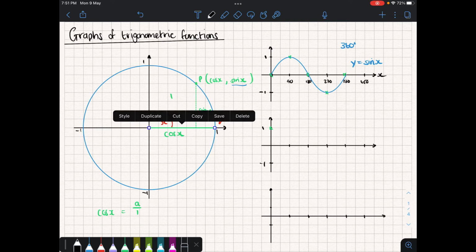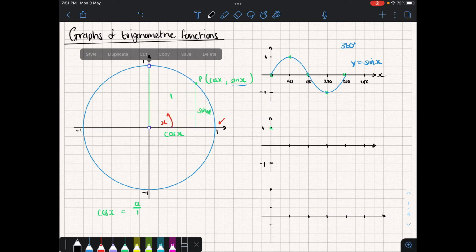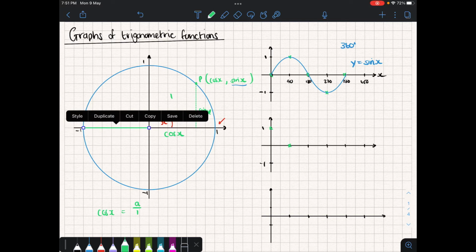So let's move point P. If we move point P all the way around to 90 degrees, we'll notice that we're now on the y-axis. And this is the point where x is equal to 0. So at 90 degrees, we are at 0. And if we rotate further all the way to 180, we are at -1. And if we go around to 270, we're back at 0. And finally, if we finish the revolution to 360 degrees, we're back at 1.